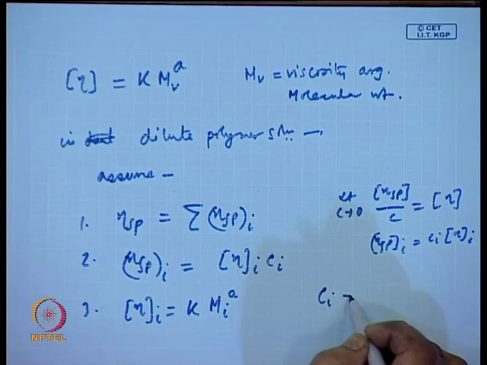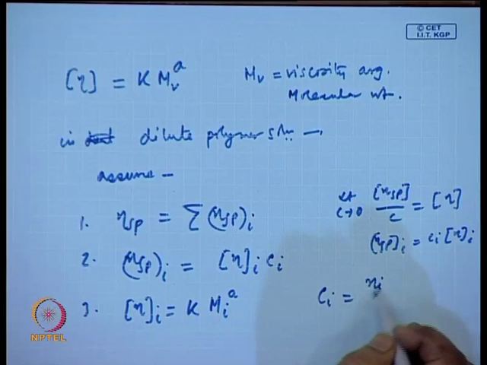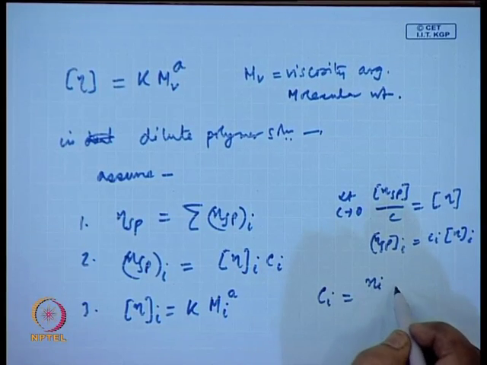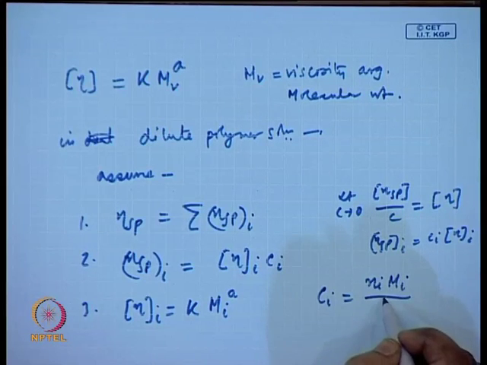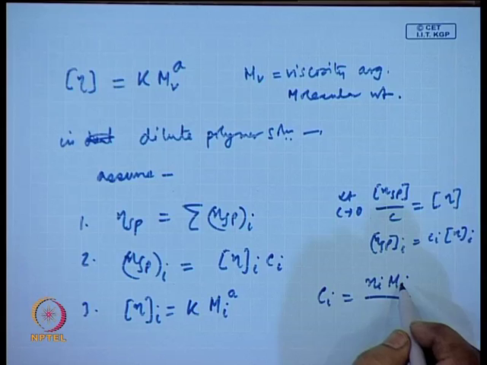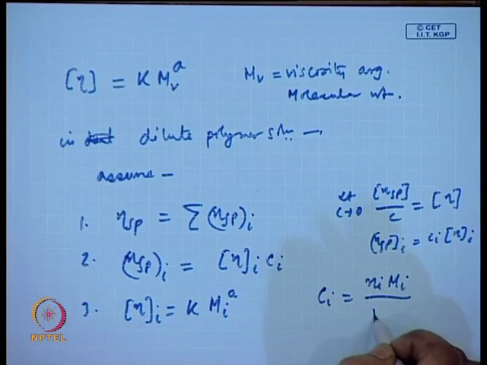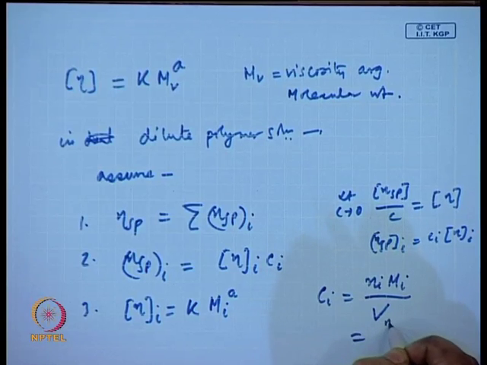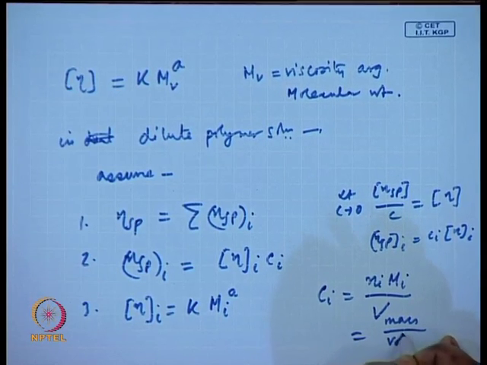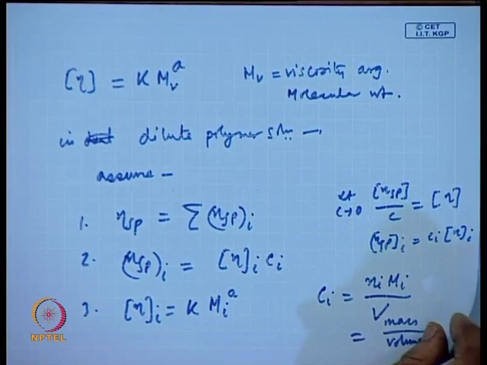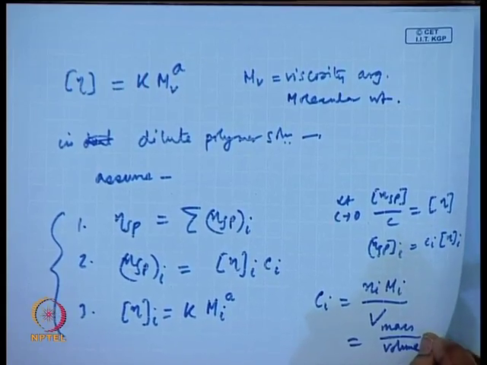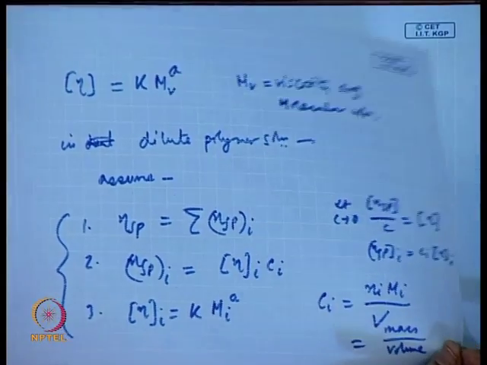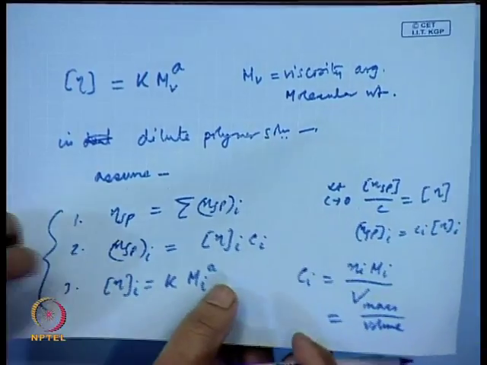So, C_i can be written as N_i, the number of molecules, times M_i, the molecular weight of that molecule. So, this gives you the total mass of the ith molecule divided by volume, which is the concentration in terms of mass by volume. So, we have these three assumptions, which are reasonably fair if we deal with dilute polymer solution.